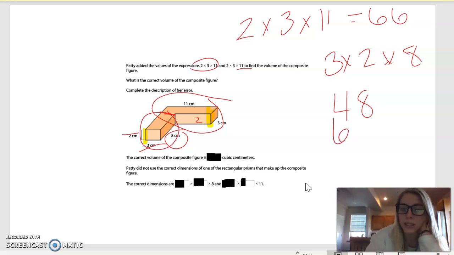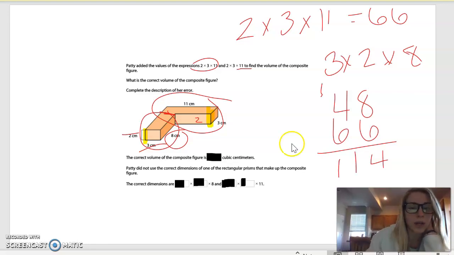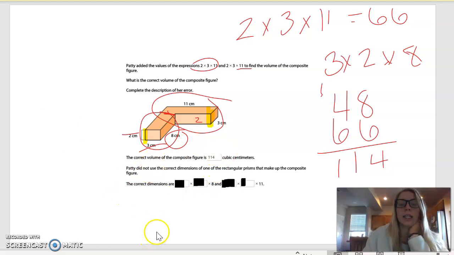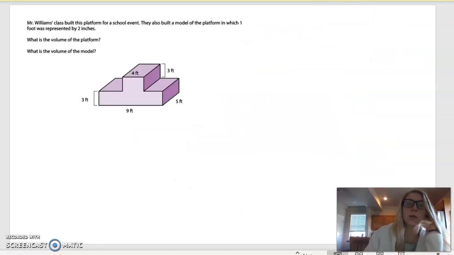So all we have to do is add 48 plus 66, and we do 48, that gives us 14, we get 114. Let's see if that is correct. Let's see if I did that right. Yep, 114 is there. So now the correct dimensions, so we have our 8 here. So 5th grade, we really need to focus in. We have our 8, there's an 8, so we know that there needs to be a 2 and a 3 here. This one has an 11. We look up here. We need a 2 and a 3 there as well, okay? This one was kind of tricky.